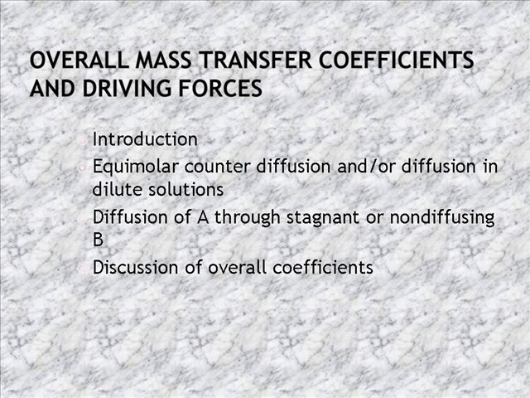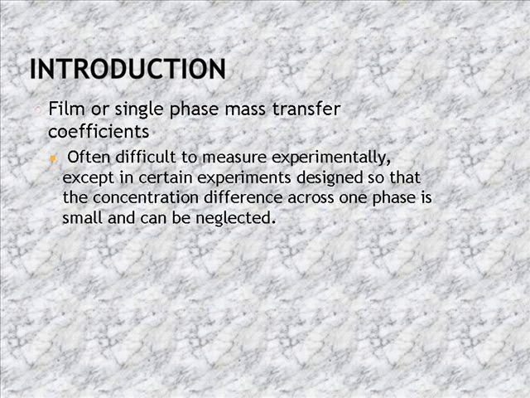To start with, we can define merely what a film mass transfer coefficient is. What is a film mass transfer coefficient? It is also known as the single-phase mass transfer coefficient, and according to Hincapoulis, it is often difficult to measure experimentally, except in certain experiments designed so that the concentration difference across one phase is small and can be neglected.